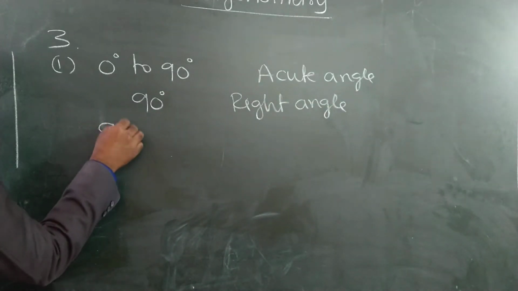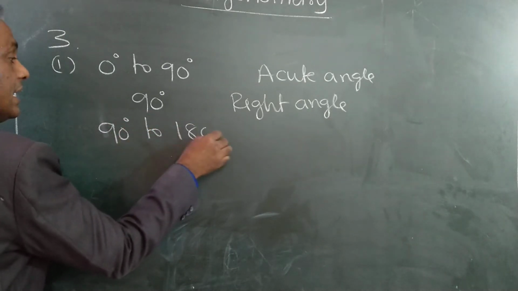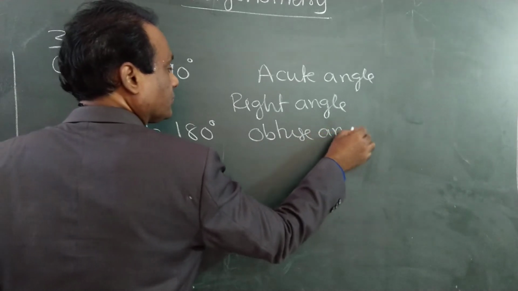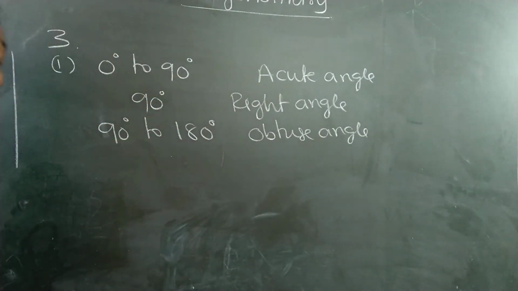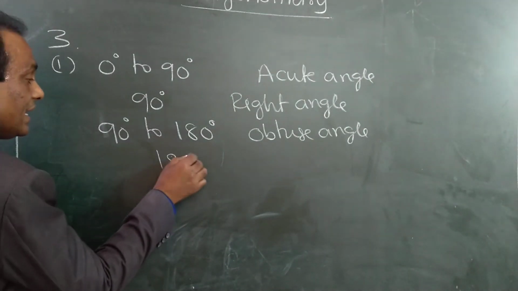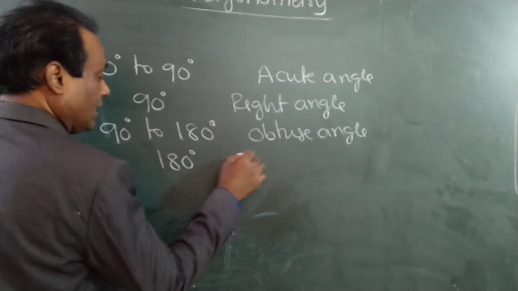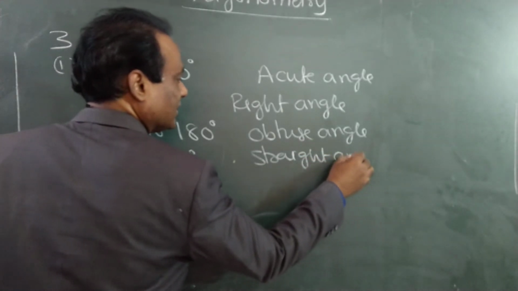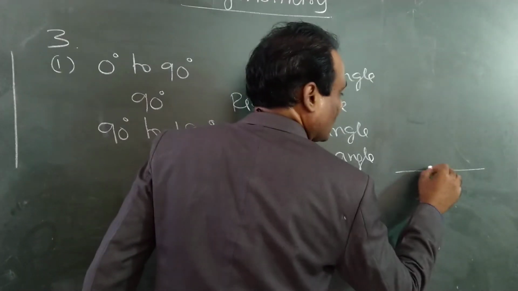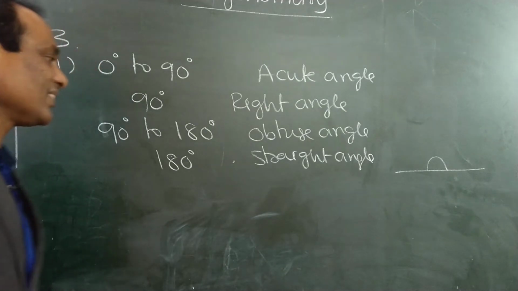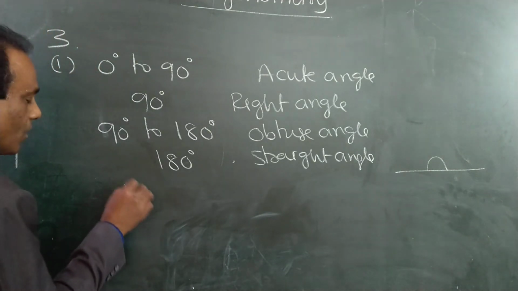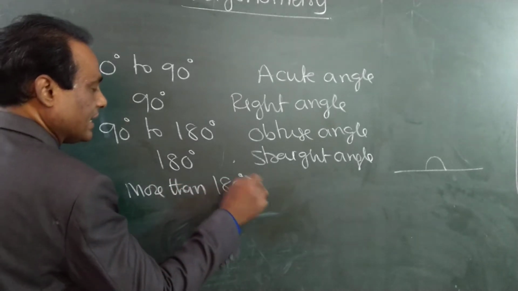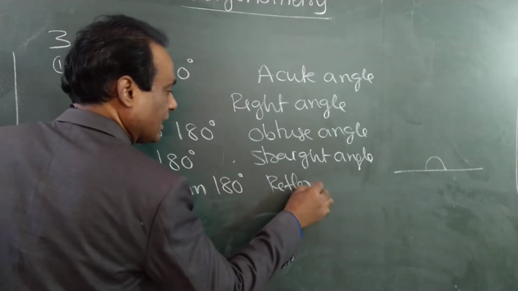The angle between 90 degrees and 180 degrees is called an obtuse angle. 180 degrees is called a straight angle, because on a straight line the total angle will be 180 degrees. And more than 180 degrees is called a reflex angle.